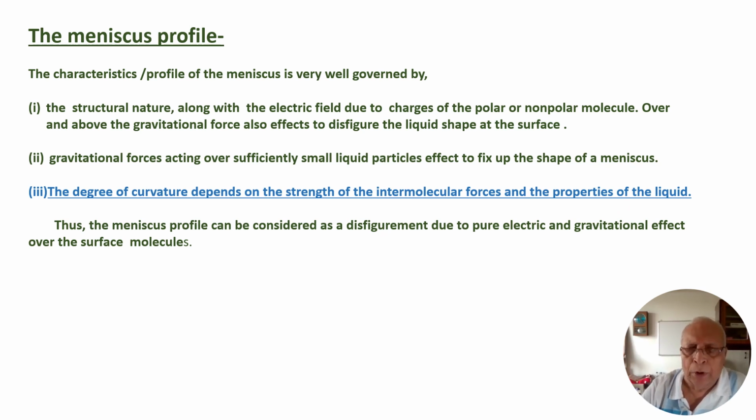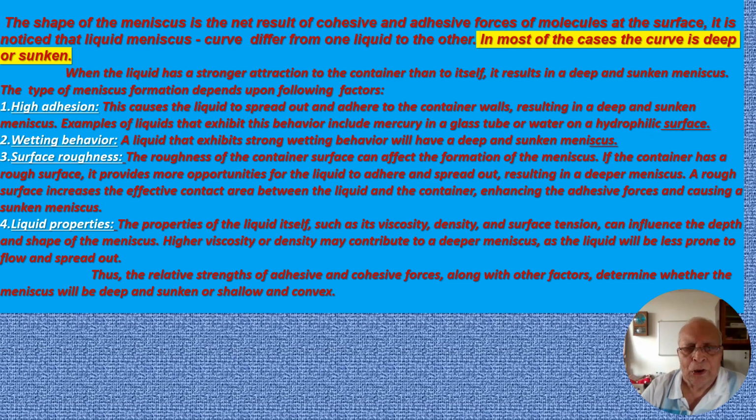Curvature will be more, it may be less, it may be just slight. It depends upon a number of factors. Now, what are those factors? In most of the cases, the curve is deep and sunken. Why is it deep and sunken? A number of factors decide it. The relative strength of the adhesive and the cohesive forces, along with the other factors, determine if the meniscus will be deep, sunken, or shallow, and convex.